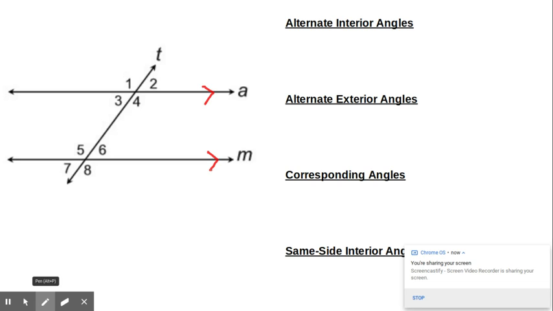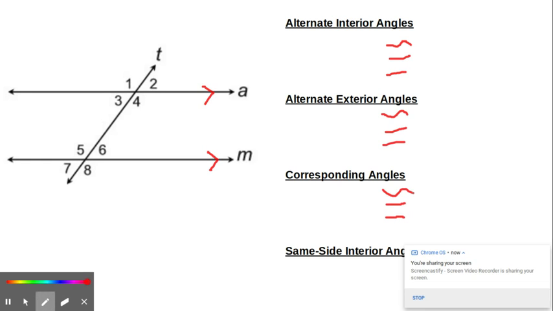We know that alternate interior angles, when lines are parallel, are congruent. So are alternate exterior angles, and so are corresponding angles. The only one that's different are same side interior angles down here, and those are not congruent, those are supplementary. And as a reminder, supplementary angles add up to 180 degrees. Remember, supplementary starts with the letter S, so does the word straight. Supplementary angles make straight lines, which are 180.